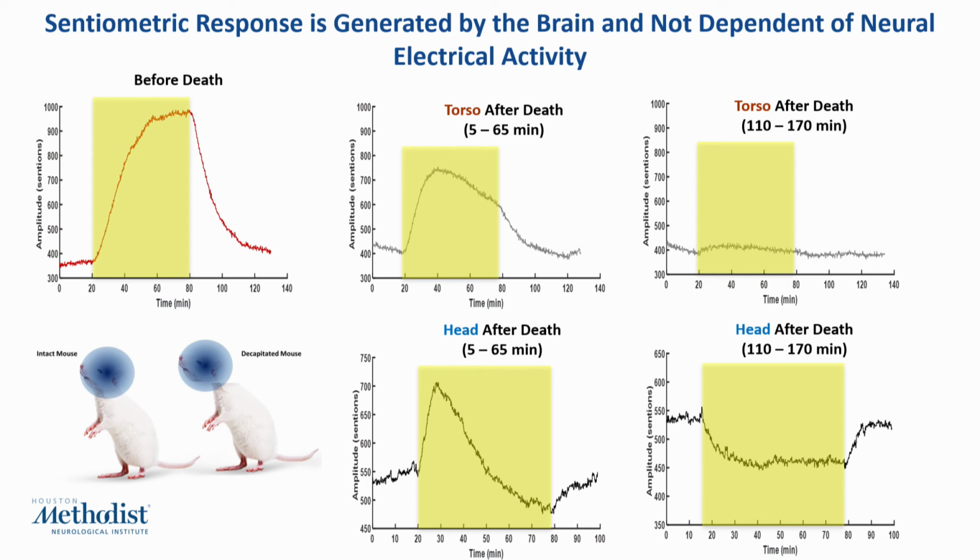Okay? So now what we did is, there is the body and there's the head with the brain. So we decapitated a mouse after it was dead, and then recorded from the torso, that's the headless body, and then recorded from the head separately. What we found with the head is a biphasic response. So there was an initial upswing followed by a downswing after 5 to 65 minutes. After 2 hours, 3 hours, we saw an inverted response.